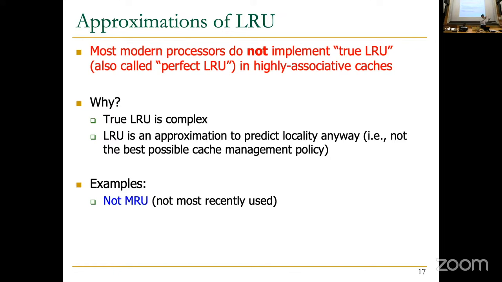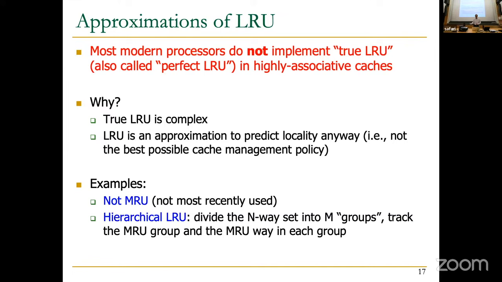At least for the LRU part, because they actually can be using different policies for different types of blocks, if you will. But not MRU, for example, not most recently used, is an approximation to LRU, right? It basically says, don't evict the most recently used block. Among everything else, pick randomly. That's one implementation of a not-MRU type of policy. So at least you protect the most recently used block in that case, right?